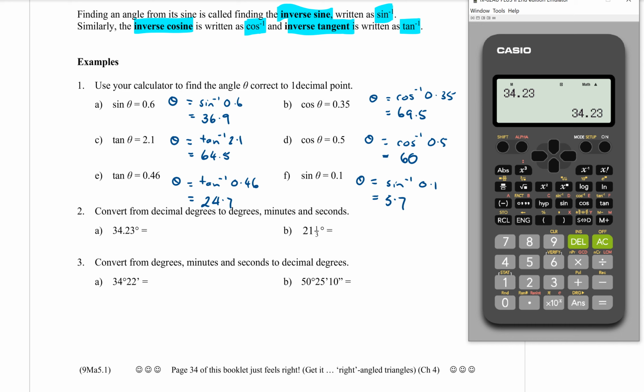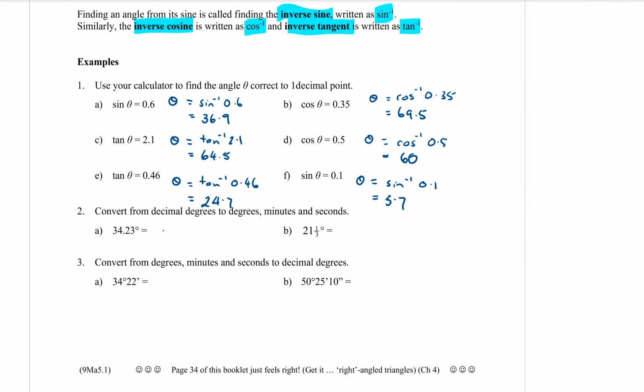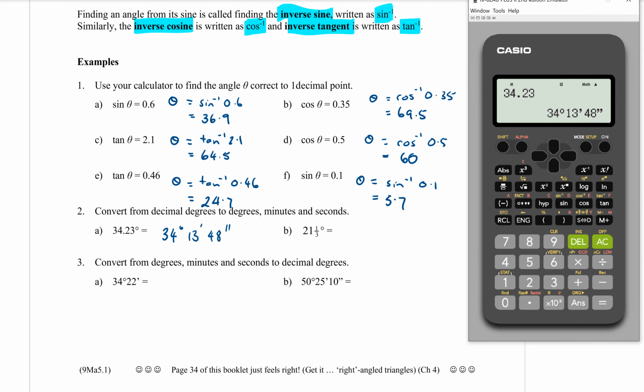You press the equals button, and to get your calculator to degrees, minutes, and seconds, we push our bubble button, which is just below our square root button here, and that will change it. So the first number is 34 degrees, the second number is minutes, and the last number is seconds. 34 degrees, 13 minutes, and 48 seconds. Okay, so the minutes has one dash and the seconds has two little dashes there.